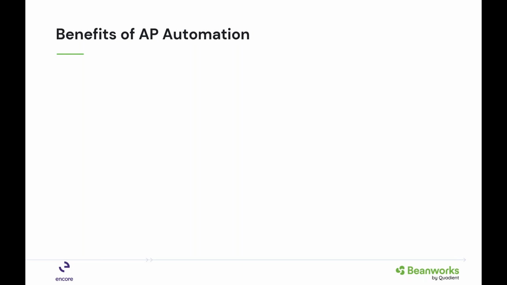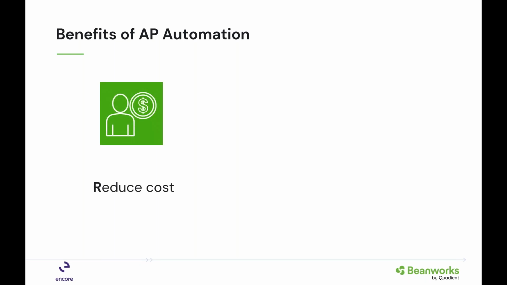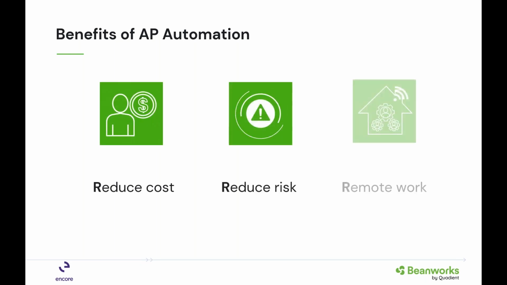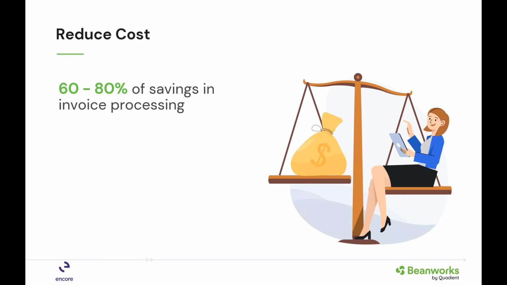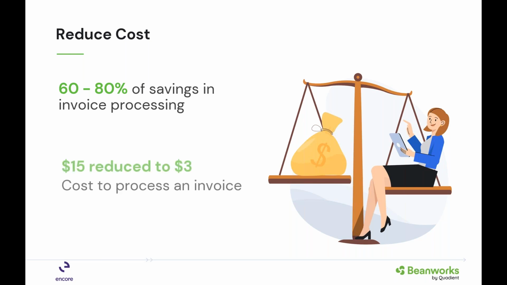Beanworks AP automation helps AP teams focus on the 3 R's of AP: reducing cost, reducing risk, and enabling remote work. Let's dive into these. One of the areas that automation really does help accounts payable is by reducing costs. By decreasing the amount of time spent on labor-intensive tasks, organizations with AP automation have saved anywhere from 60 to 80% of the cost associated with processing an invoice, with the average coming down to $3 or less per invoice.